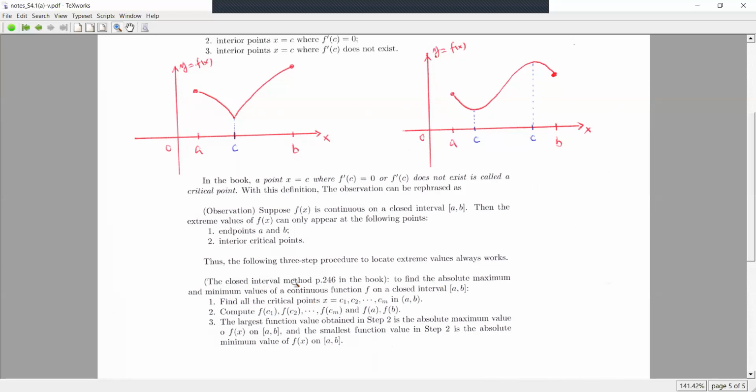About the closed interval method, in the next class, I will show you examples about how to use these 3 steps to solve problems. Okay, examples in the next class for these 3 steps.